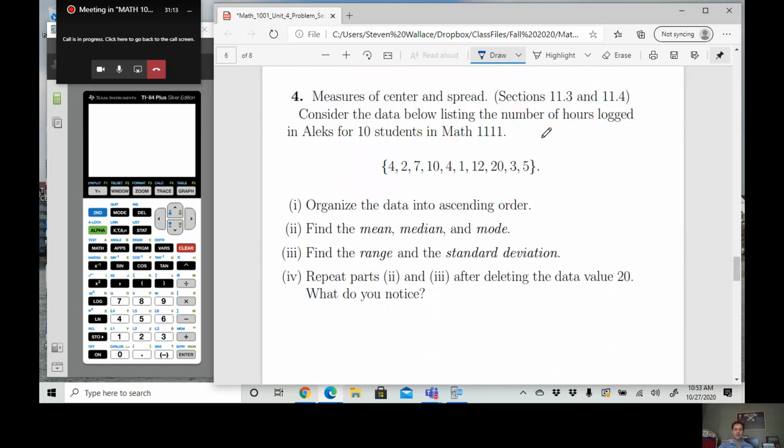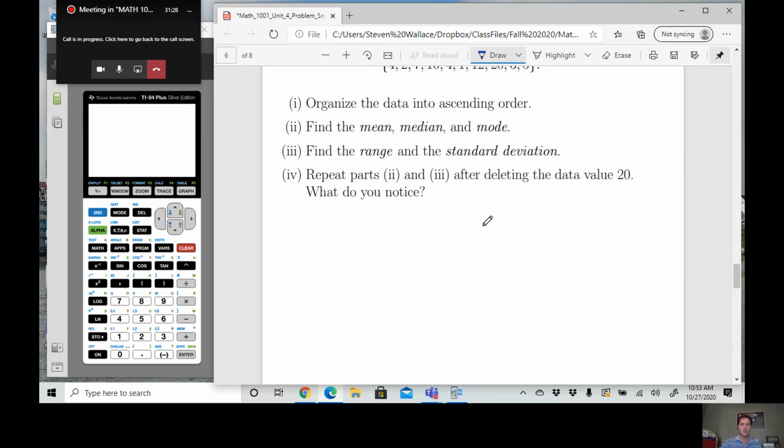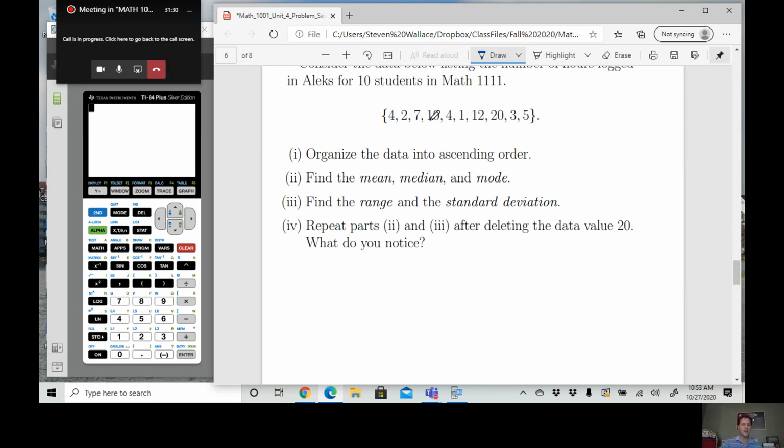Measures of spread in sections 11.3 to 11.4. Consider the data below, listing the number of hours logged in Alex for 10 students. Organize the data into ascending order, find the mean, median, the mode, find the range, and the standard deviation. Let's try to do this right quick, okay?